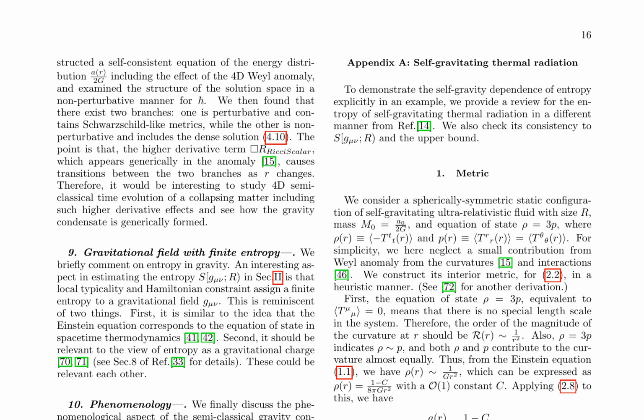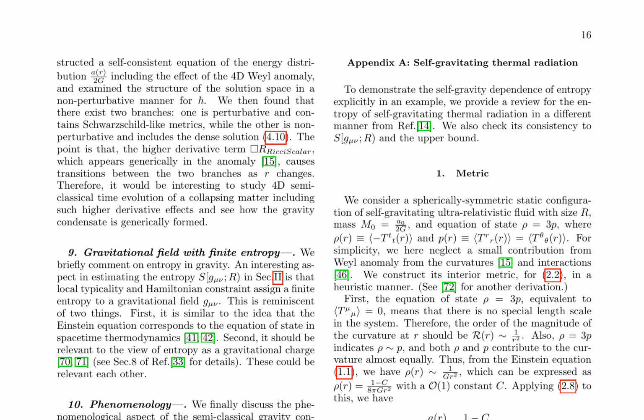This reveals two branches, one perturbative, containing Schwarzschild-like metrics, and another non-perturbative, including the dense solution. The higher derivative term, box squared Ricci scalar, which appears generically in the anomaly, causes transitions between the two branches as R changes. This suggests studying 4D semi-classical time evolution of a collapsing matter, including such higher derivative effects, to understand how the gravity condensate is generically formed.